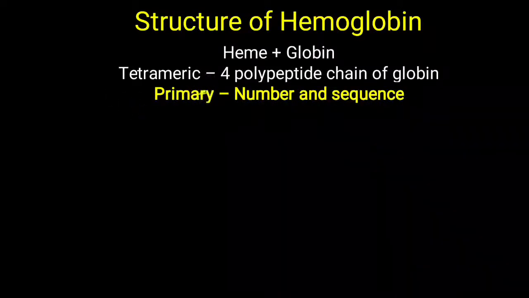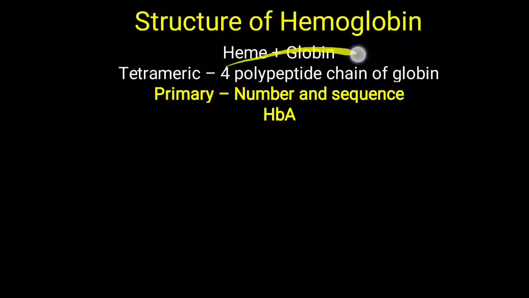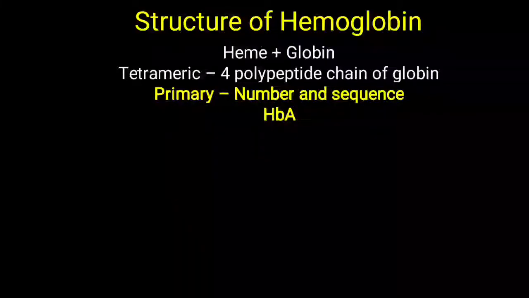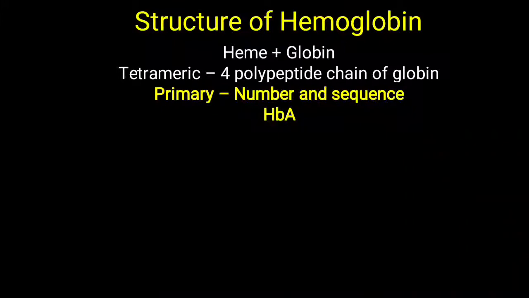The primary structure of a protein denotes the number and sequence of amino acids. About hemoglobin, we will talk particularly about adult hemoglobin, which is 97% of hemoglobin in our body. So adults contain mainly this adult hemoglobin. Apart from that, HbA2 and fetal hemoglobin are there. They are called the types of hemoglobin.